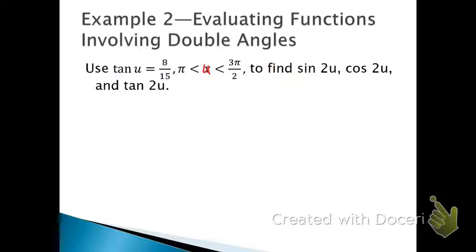Now let's think about this. What is sine of 2u equal to? Sine u cosine u. All right, so if I knew sine of u and cosine of u, I could find sine of 2u, couldn't I? We're going to go find those in just a minute. What about cosine of 2u?